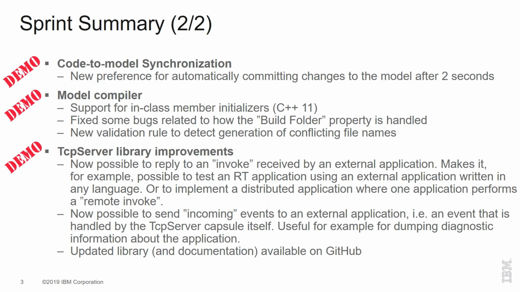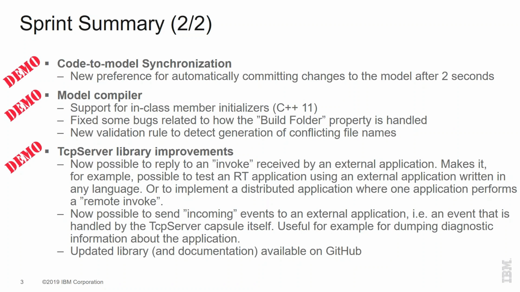In the model compiler area, we implemented a new RFE about supporting in-class member initializers, which is a C++11 construct. There are now two ways you can initialize them, as you will see in the demo. We also fixed some bugs related to how the build folder property is handled, and we added a new validation rule to detect the case when you generate the same file name multiple times. For example, if you have a model element with the same name in two different packages. Now you get an error for this case.